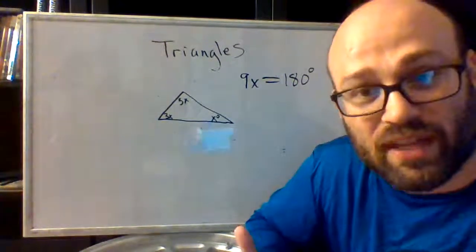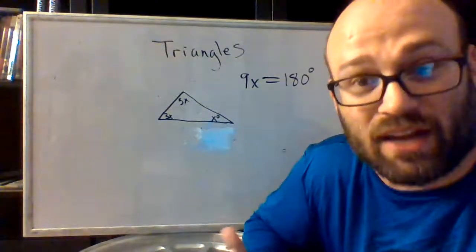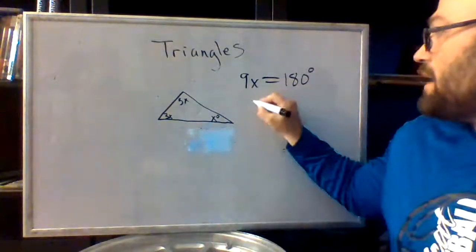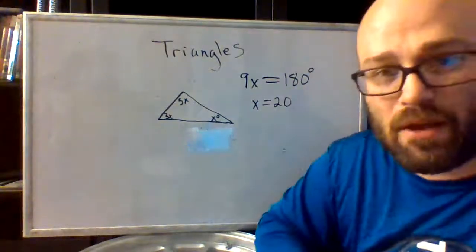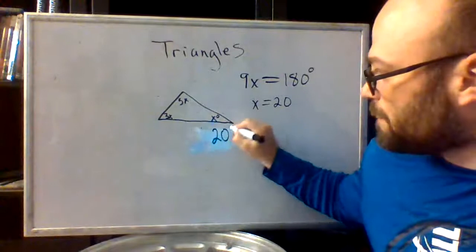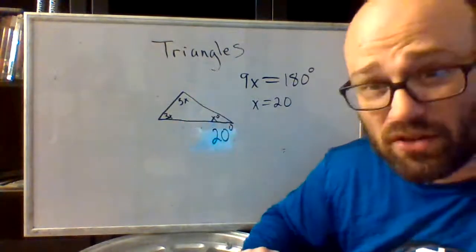And then we can solve for our value of x. And we can also then, therefore, solve for the value of the degree angles for each angle. So divide by 9, x equals 20. So I can plug those in. So I know this one is 20 degrees because it's just 1x. I know 5 times 20 is 100 degrees.